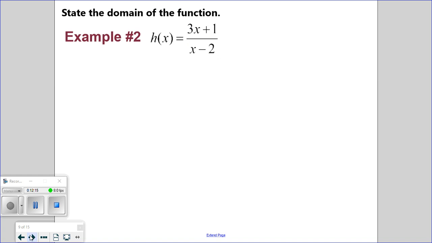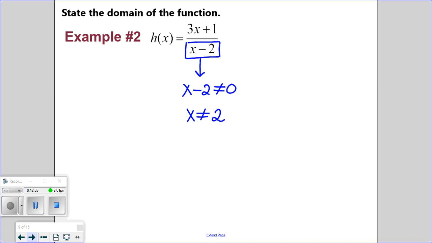All right. Next one, same direction, state the domain. This time our function changes. h of x equals 3x plus 1 over x minus 2. And we go through our three options: fraction, radical, radical on the bottom of the fraction. We are looking at a fraction. So we glance back at our table and it says if it is a fraction, we take what part of the fraction? Bottom, the denominator. That's the key in fractions. The bottom cannot be 0. We say that the bottom cannot equal 0. Solve for x.